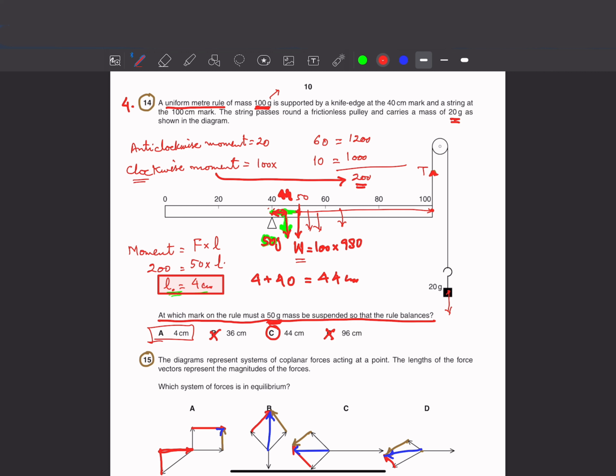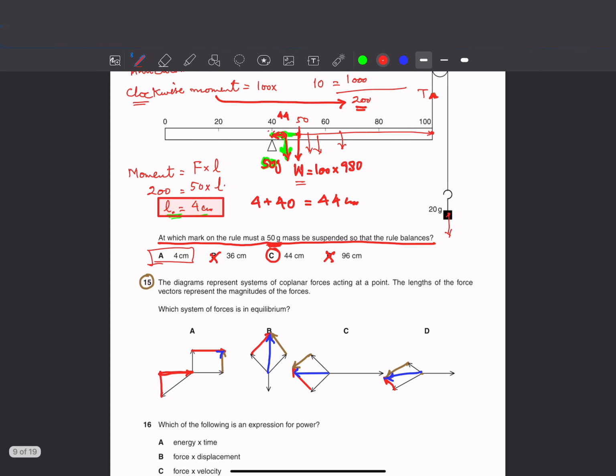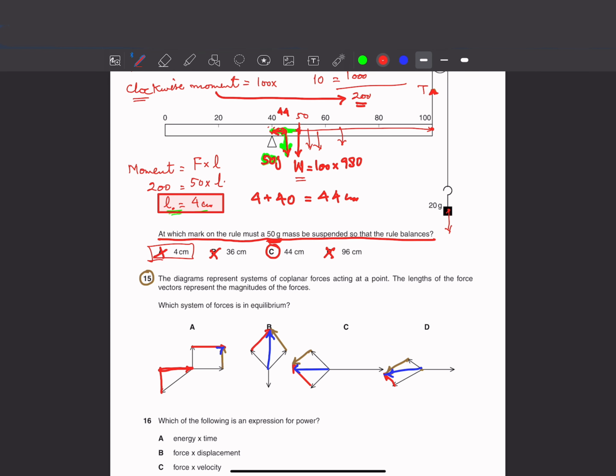And of course, as I said, this length is not required, the mark is required, and the 44 centimeter mark will be your answer. So be careful of this confusion and this trick, because of which you can choose the wrong answer. So A is not the right answer.